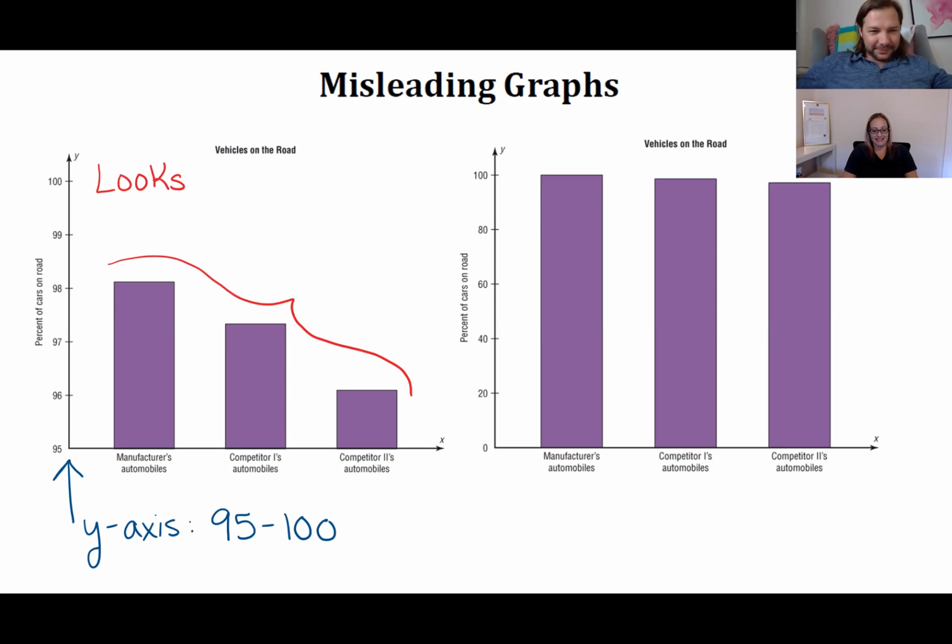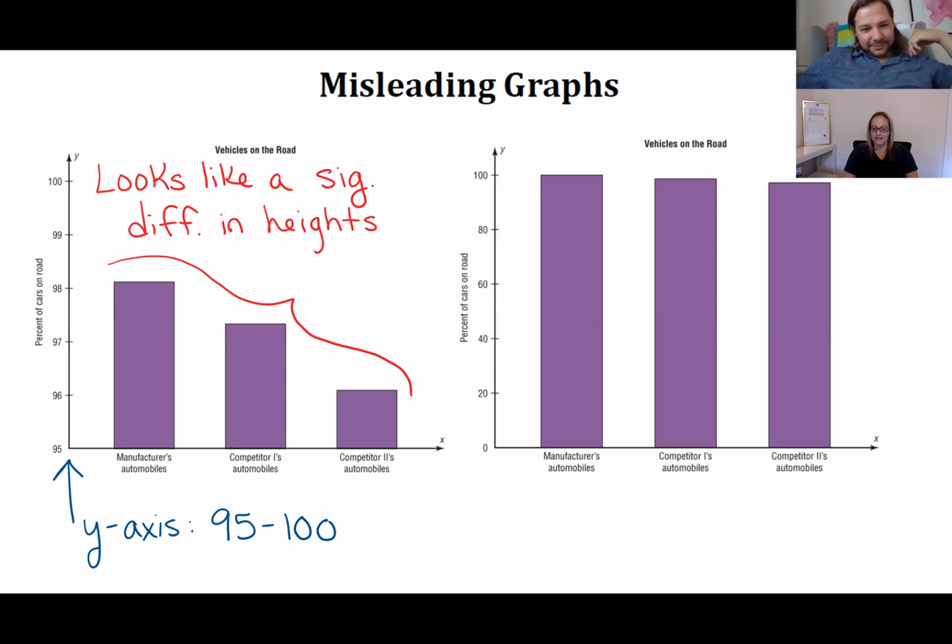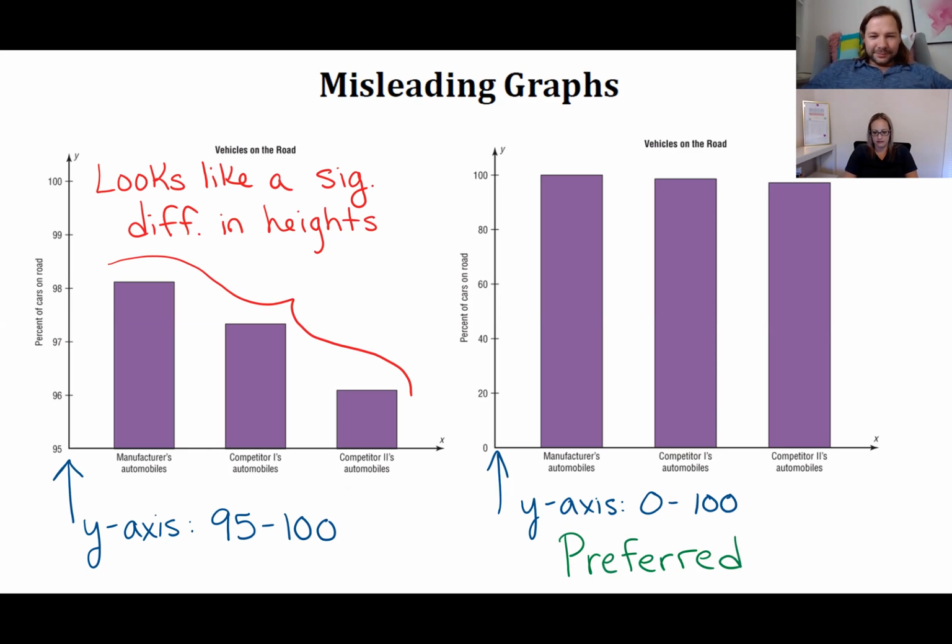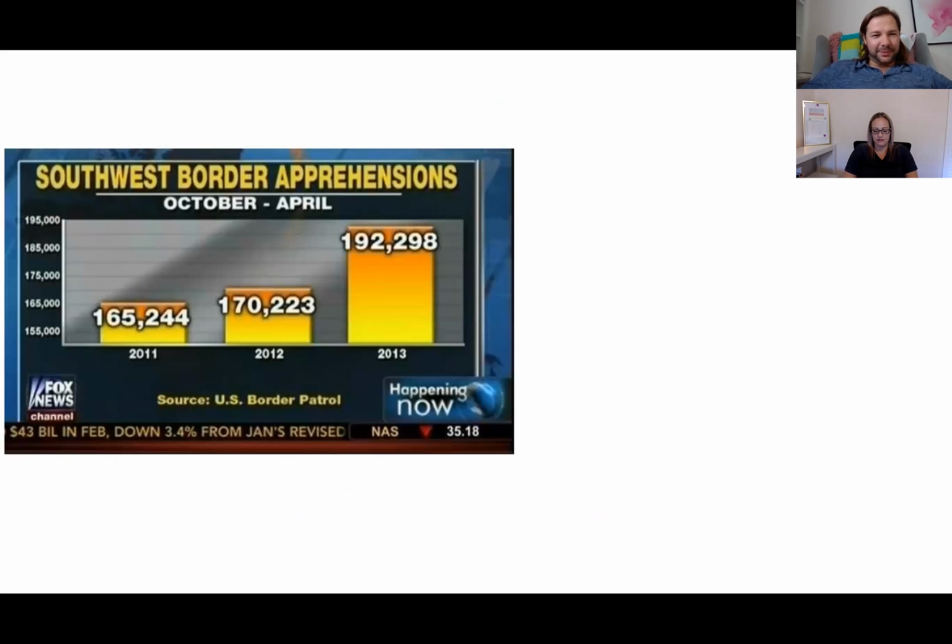Yeah, but the idea is definitely that you should start your y-axis at 0. If you truncate it like they did on that first graph, then it can visually throw everything off and it'll make it look like there's a larger difference in the heights of the bars than there really is. Cool. Okay, yeah, so starting at 0 is preferred.